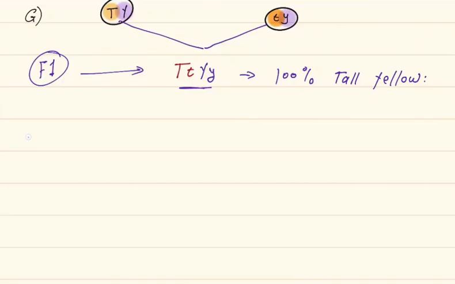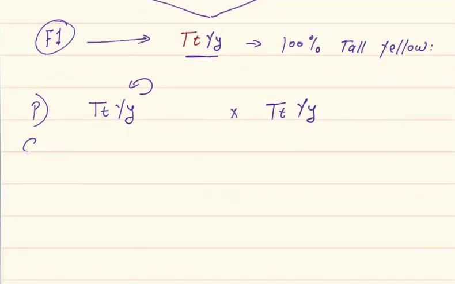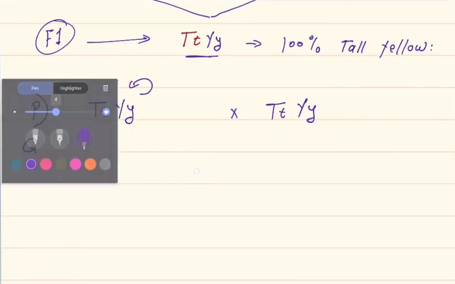Now this will be the parents again. T capital, which is tall, T capital, T small, Y capital, Y small. And the female will be the same because we are going to use self-pollination. So the female will be T capital, T small, Y capital, Y small. Now, formation of the gametes. How many gametes can be made of this one?